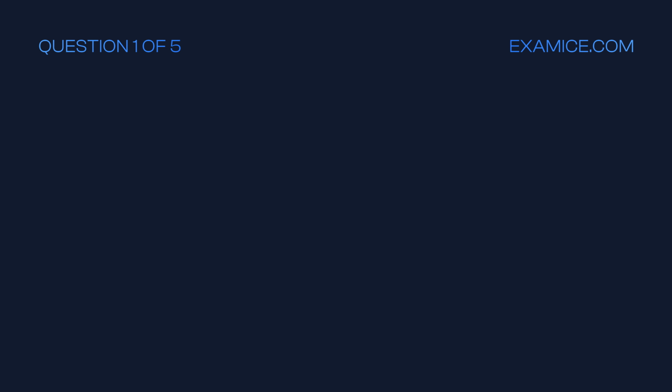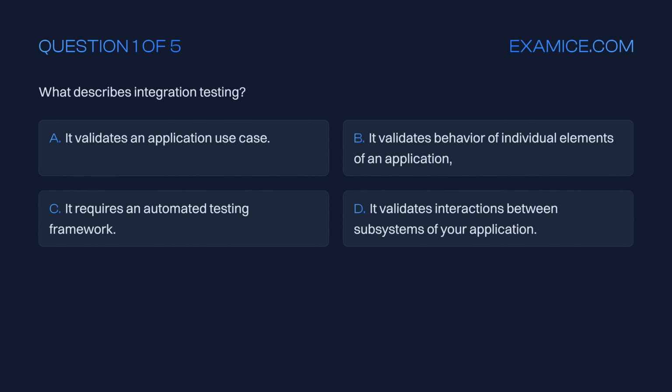Question 1. What describes integration testing? Option A. It validates an application use case. Option B. It validates behavior of individual elements of an application. Option C. It requires an automated testing framework. Option D. It validates interactions between subsystems of your application.